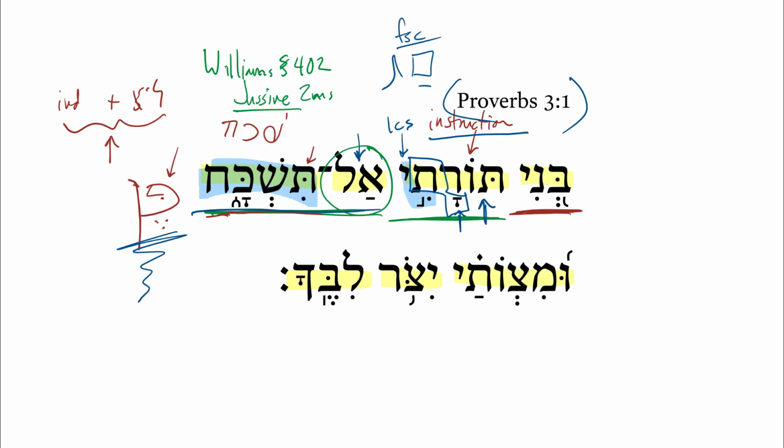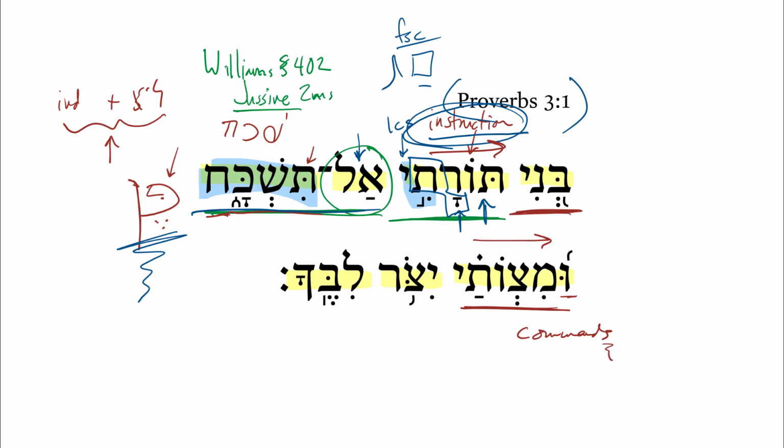My son, my instruction, do not forget it. In other words, walk in my ways, listen to what I have to say, don't forget these things. Next, in parallel fashion, we get here my commandments, my commands, we might say, is fronted. So again, we had Torah fronted. Here we have commands fronted. Now this time, you might notice I said commands, plural.